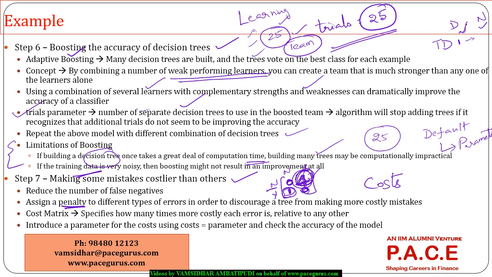So that way, while building the model, I can build it so that my intention is to reduce these numbers even if it can increase these numbers to some extent. This is what we specify as the cost matrix, where I specify how many times more costly one error is with respect to the other. So this error is 4 times more costly compared to this particular error. So I really need to understand the cost associated with each of these errors, so that the overall intention is to minimize the overall cost associated with the error.